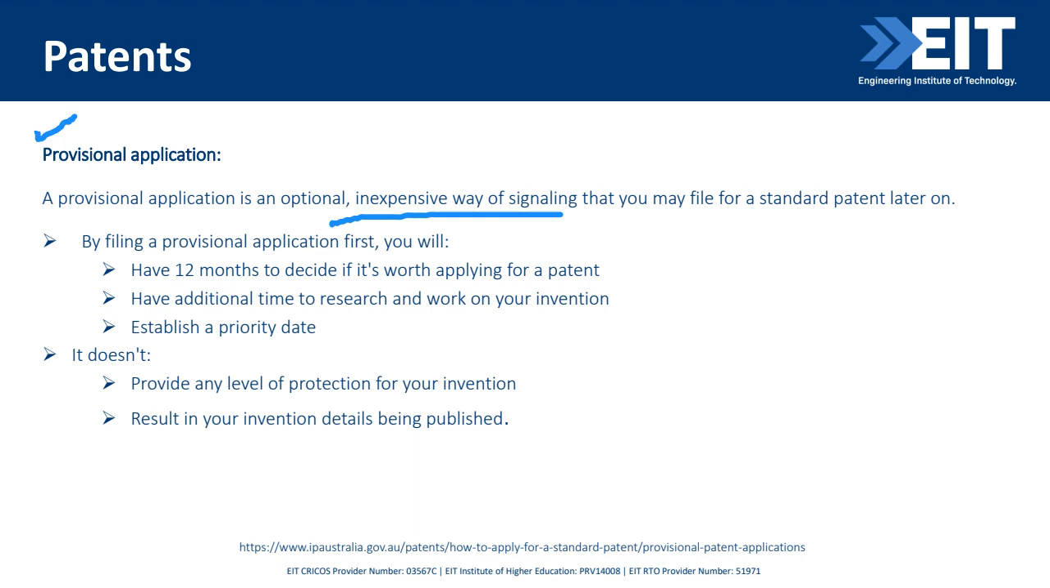It doesn't give you any protection. But if you decide to file a standard patent, the date on which you filed your provisional application becomes your priority date. That is one main advantage. By filing this provisional application first, you will have around 12 months to prepare and decide. You will have additional time to research and work on your invention, and that will also establish your priority date in case you move forward and file a standard patent. Keep in mind though that it doesn't provide any level of protection to your invention, and it can result in your invention details being published.